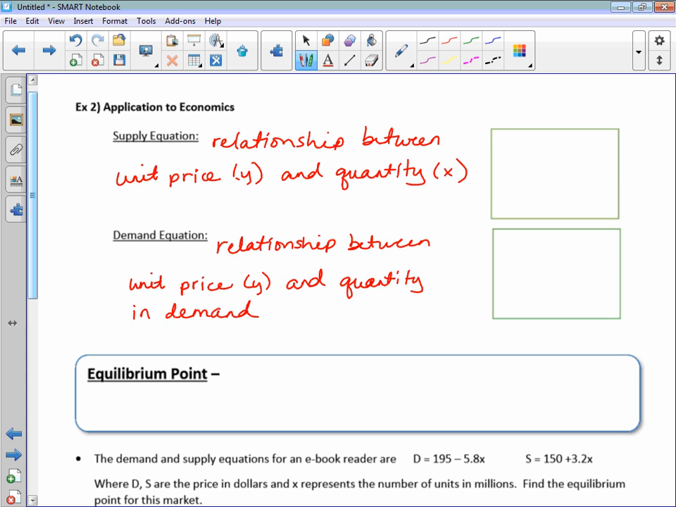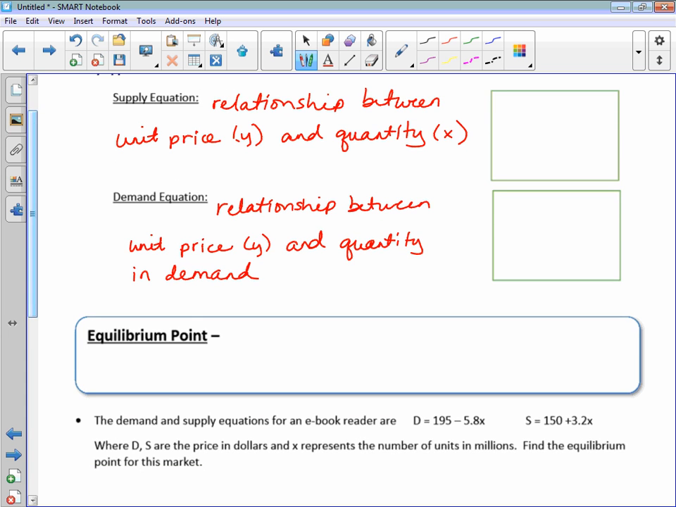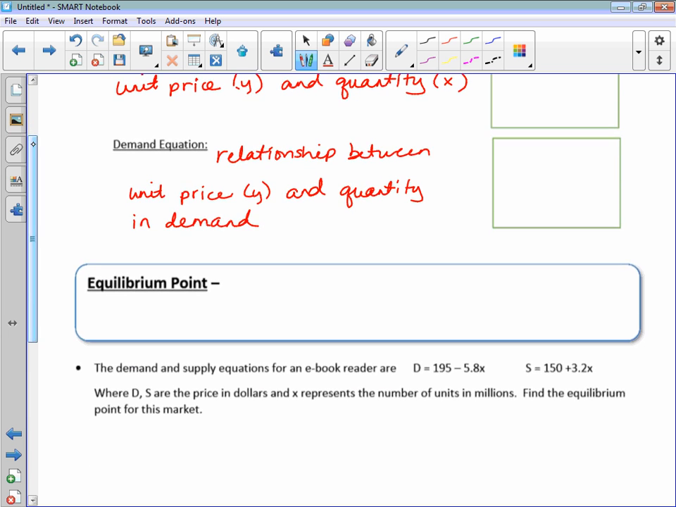All right, so your equilibrium point, if you hear that, this is when your supply equals your demand, okay? It's called a point because it's actually an ordered pair. So you need an X and a Y when you tell me about the equilibrium point.